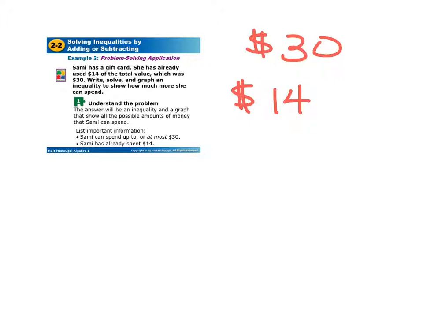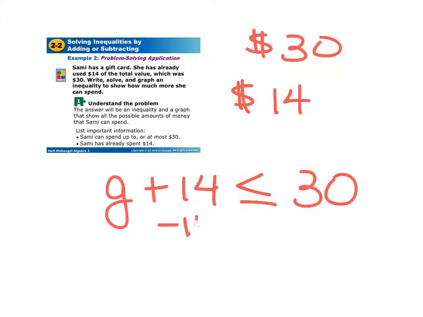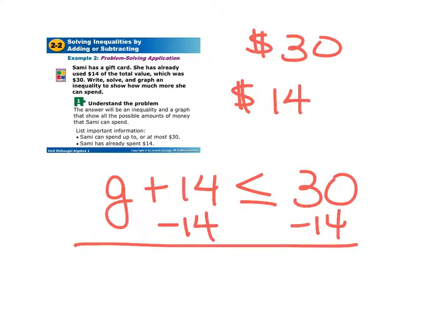Gabriel? Subtract it, right? So what I'm going to do is I'm going to write an addition equation. So I could say gift card plus 14. So this is the G is the amount of money still on the card, or left on the card, plus the 14 she spent. And we know that it can't go over 30. It could equal, so that's why it's going to be less than or equal to. And then Gabriel said to subtract to solve. So this is why I wrote an addition equation, because I'm using subtraction to solve.